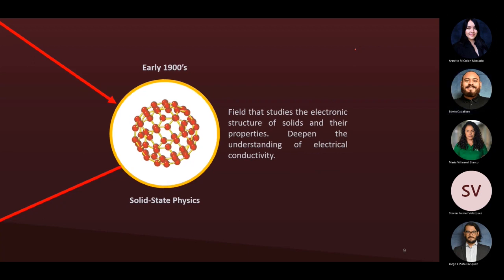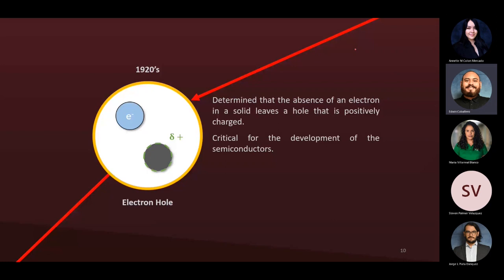Now, from that point on, in the 1920s, they discovered that when an electron moves from one place to the other, the absence of that electron leaves a, quote-unquote, hole that has a positive charge.